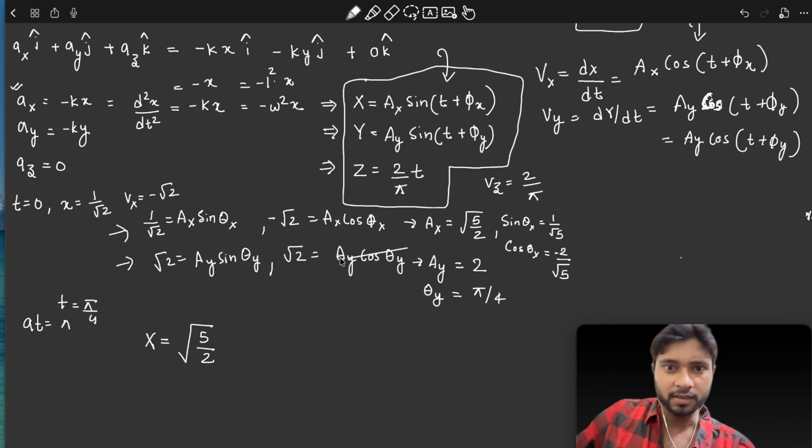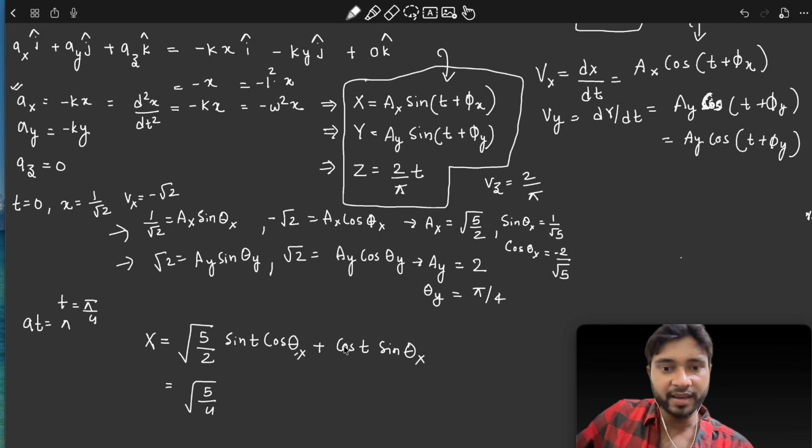I don't know phi. Okay, so sin(t + phi x), I can write it as sin t cos phi x plus cos t sin phi x. t is equal to pi by 4, so sin t and cos t will be 1 by root 2, which will give you root 5 by 4 (cos phi x plus sin phi x). Cos phi x plus sin phi x will be minus 1 by root 5. So this I am just putting the value.